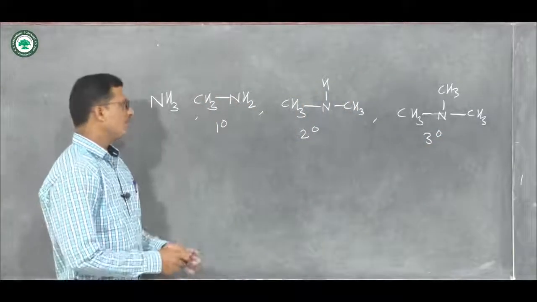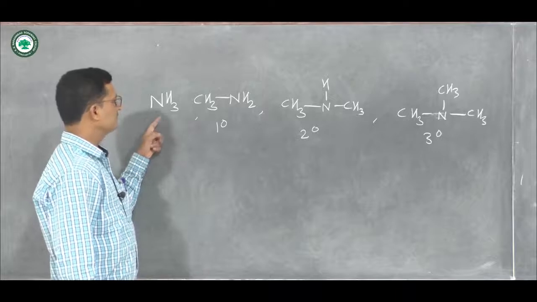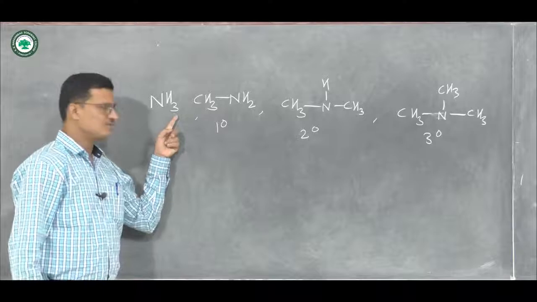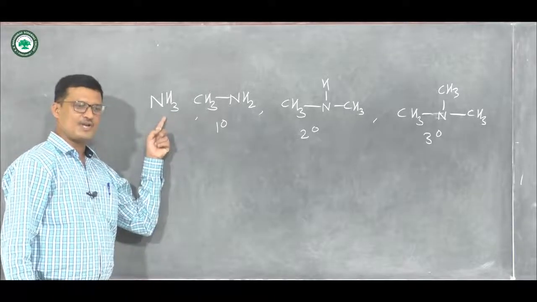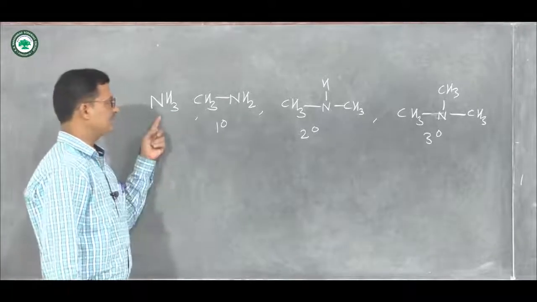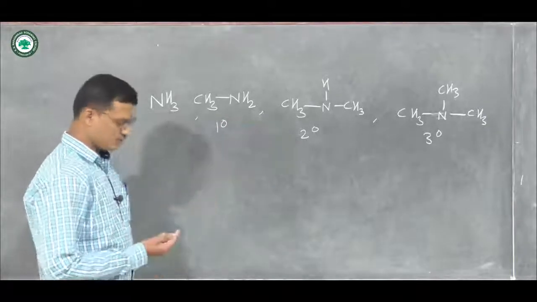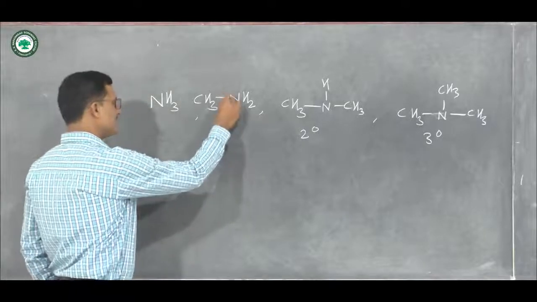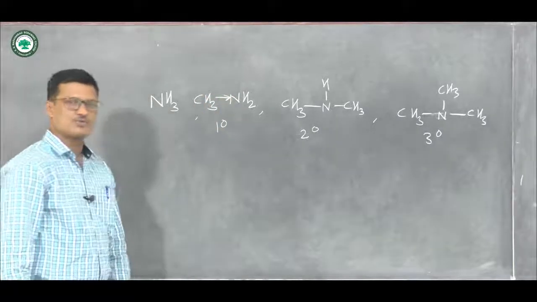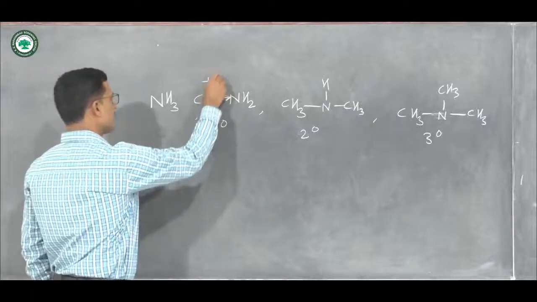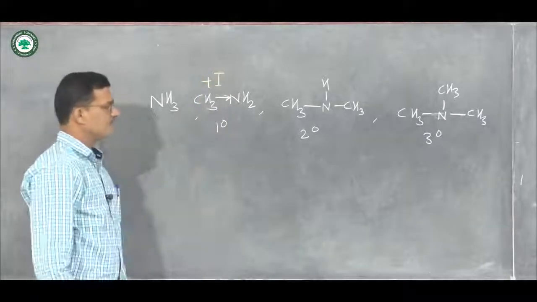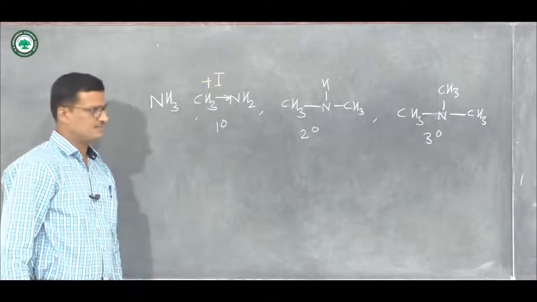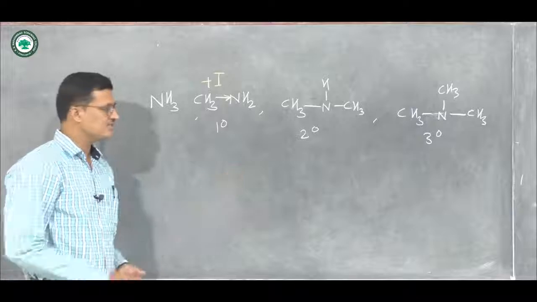In case of ammonia, nitrogen has only hydrogens, and hydrogen doesn't have electron donating or withdrawing abilities. But in the primary, secondary and tertiary bases, in the primary there is one methyl group which donates electrons to nitrogen, and that's why it gives the plus I effect. So ultimately ammonia is weaker than all the bases, meaning primary, secondary and tertiary.